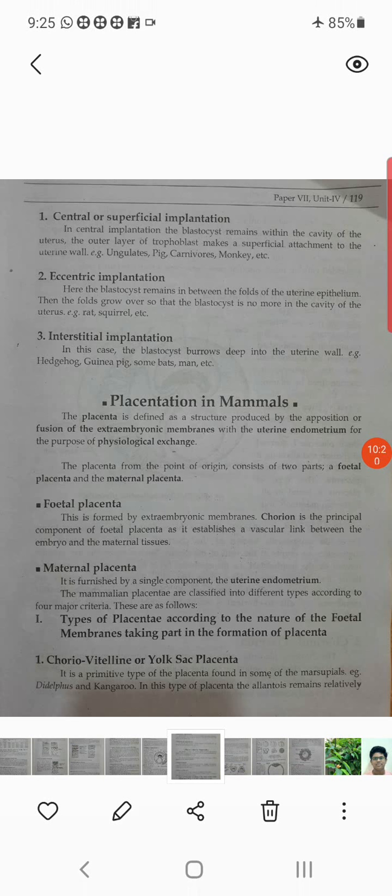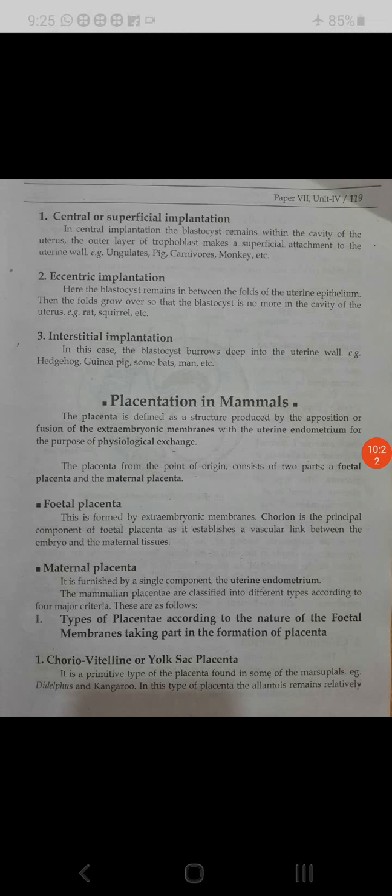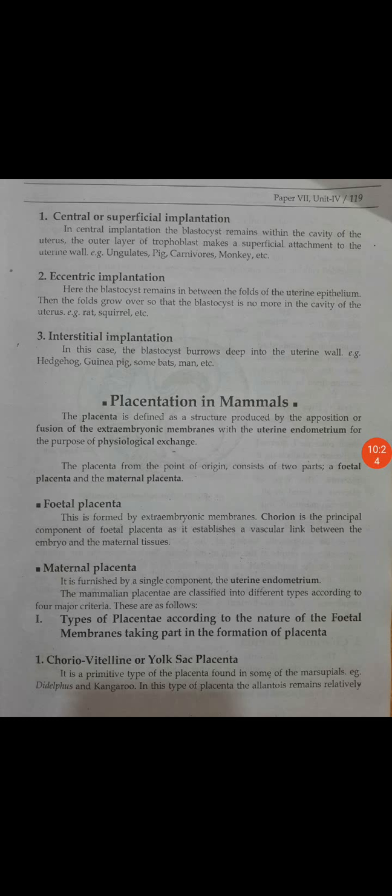Now, this placenta is responsible for the embryo development in the sense that it provides blood and food, and exchange of gases takes place. So, this process is continuous up to parturition. So, next time we will see placentation in mammals. Thank you.